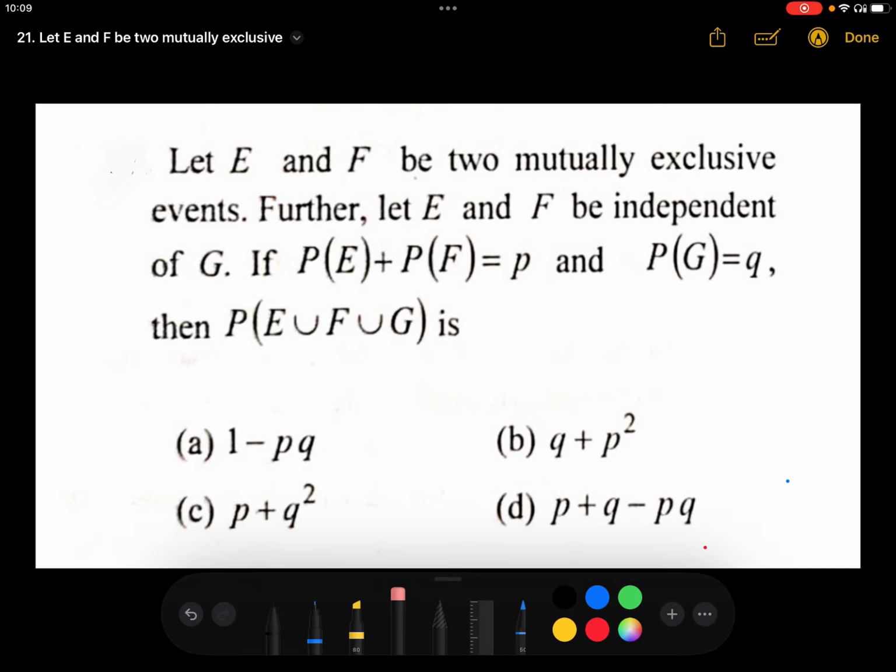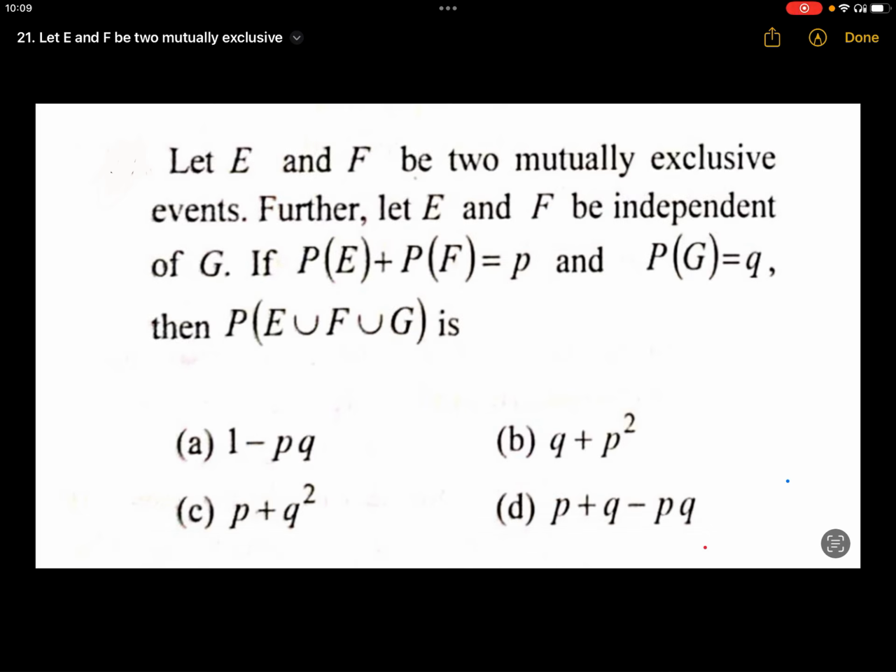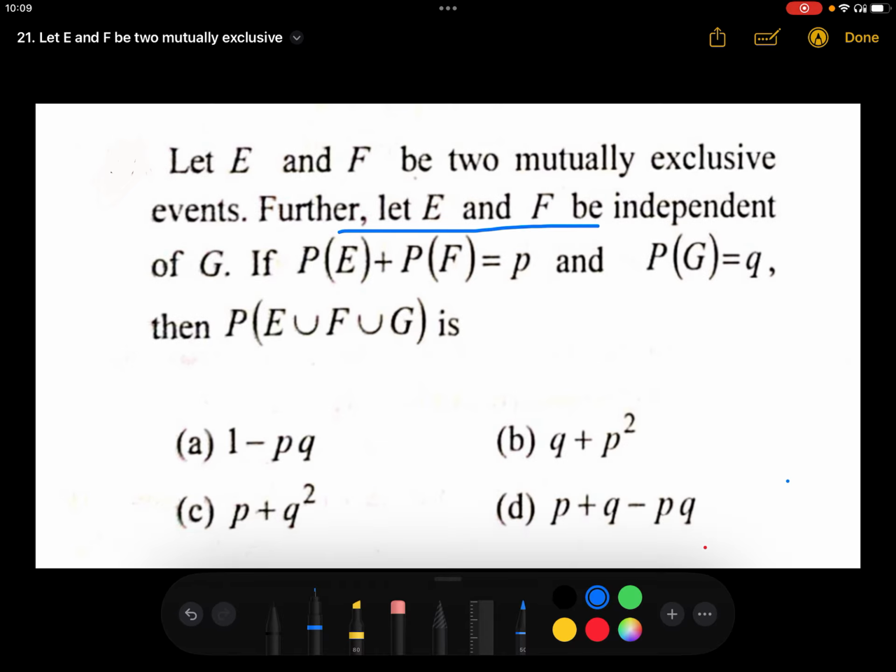Hi everyone. Today we are going to discuss an important UGC NET statistics question from Unit 1 Probability and Distribution. Question. Let E and F be two independent mutually exclusive events. Further, let E and F be independent of G. If P of E plus P of F is equal to P, and P of G is equal to Q, then P of E union F union G.